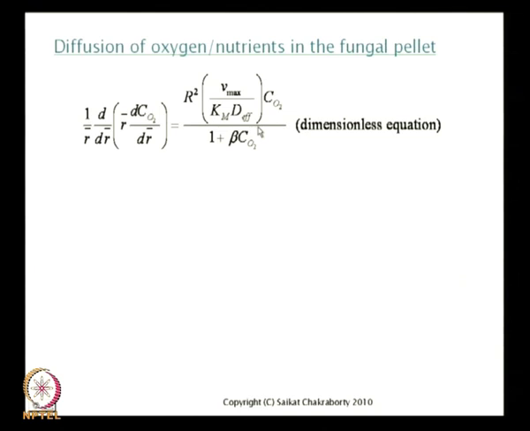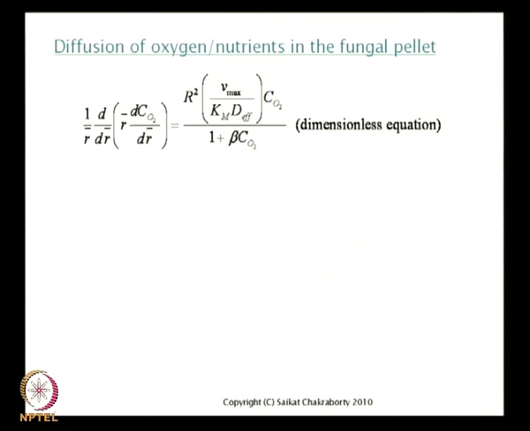What was the major assumption out here? The major assumption was of pseudo steady state approximation. So the idea was that though the fungal pellet is actually growing in radius, the rate of growth of the radius is much smaller than the rate of diffusion of oxygen. As a result, and how did we conclude this? We concluded this through time scale analysis.